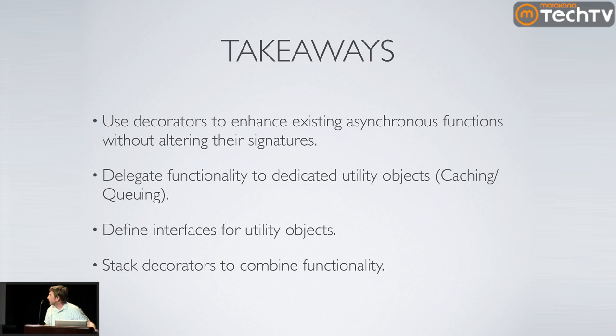A good thing if you're using these delegated utility objects is to define interfaces for them. So if we wrote a cache object in local storage, and then something else new comes along, say we want to write a version in SQLite, as long as it matches the interface that we've defined, you should just be able to slot that object in, and all of your decorators that use it should carry on working.